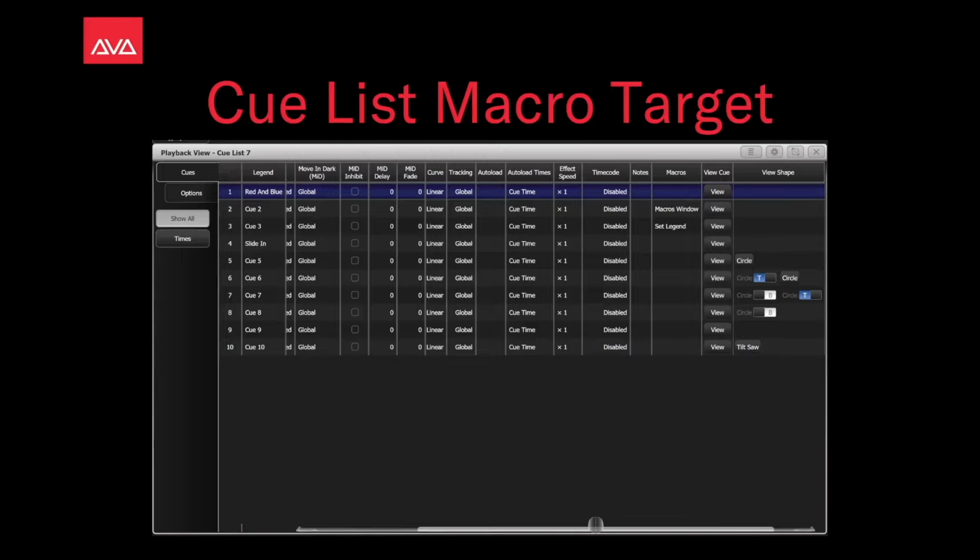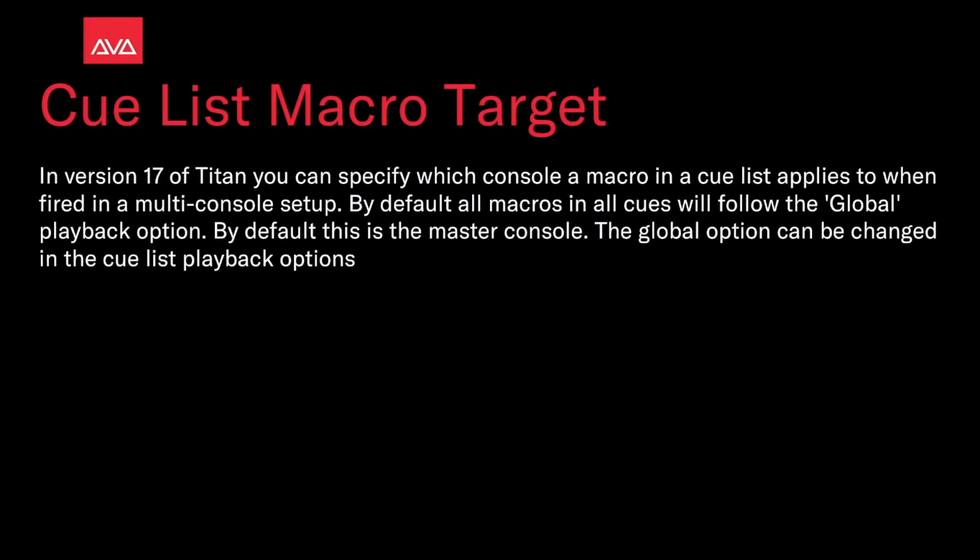In this video, we're going to talk about keyless macro target. In version 17 of Titan, you can specify which console and macro any keyless applies to when fired in a multi-console setup. By default, all macros and all queues will follow the global playback option. By default, this is the master console. The global option also can be changed in the keyless playback options.